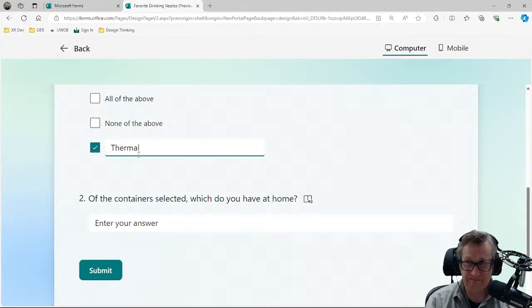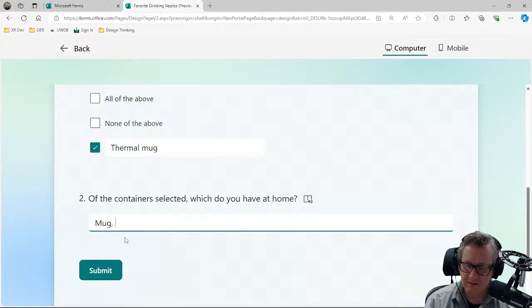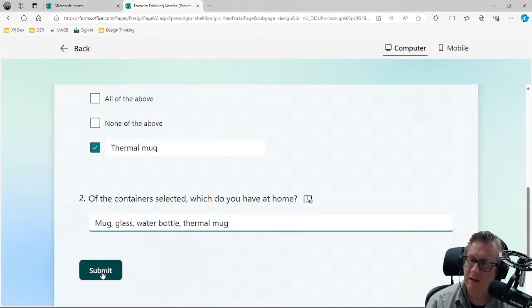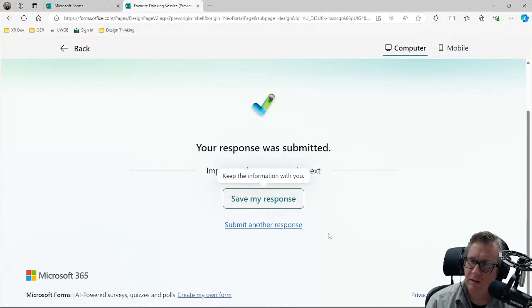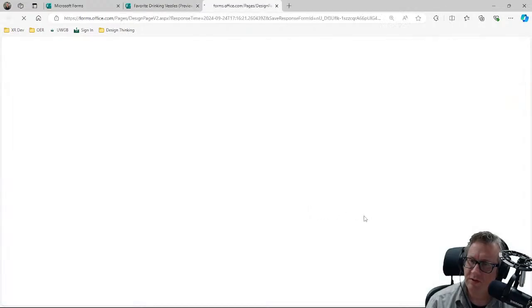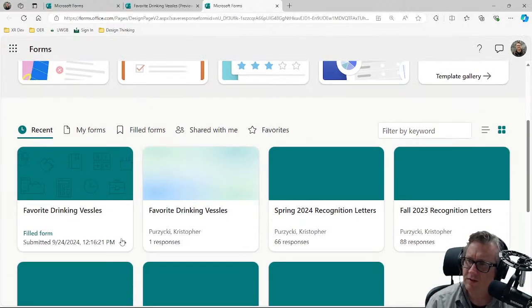Not sure what we would call this. Thermal mug. I'm not sure what these trendy things are. Of the containers selected, which do you have at home? Mug, glass, water bottle, thermal mug, that type of thing. Okay, so I'm going to submit that. Keep the information with you, save my response. Okay, so favorite drinking vessels.